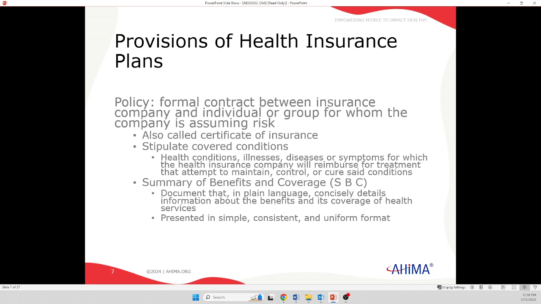It also contains the summary of benefits and coverage, which is called the SBC. This is the document that in plain language concisely details information about the benefits and its coverage of health services. It's presented in a simple, consistent, and uniform format. This is a summary for the patient, and it doesn't replace anything else. It's just that, a summary.